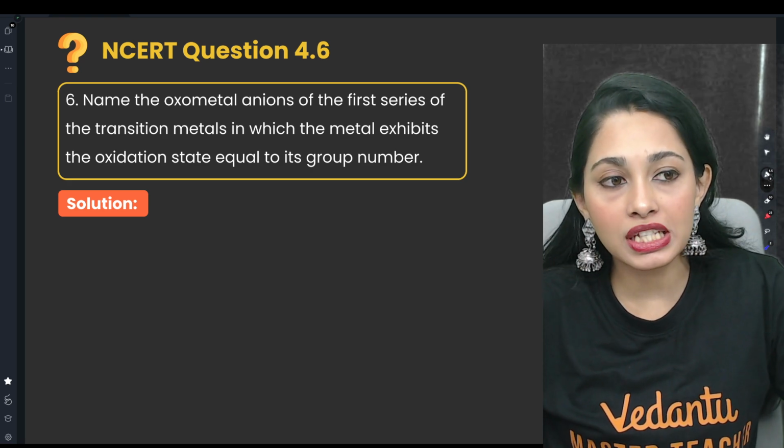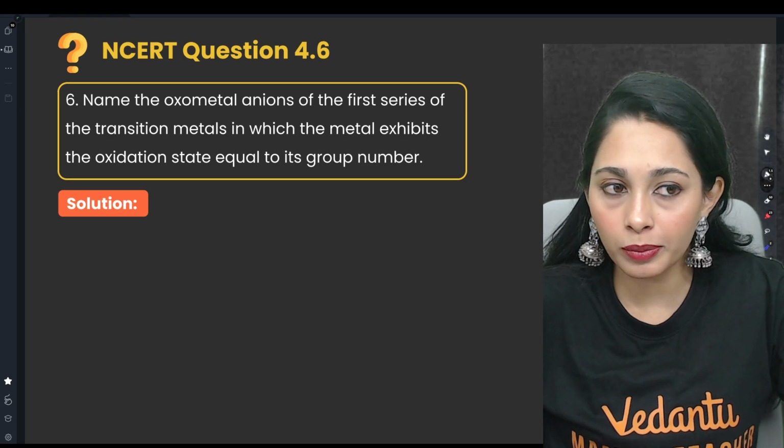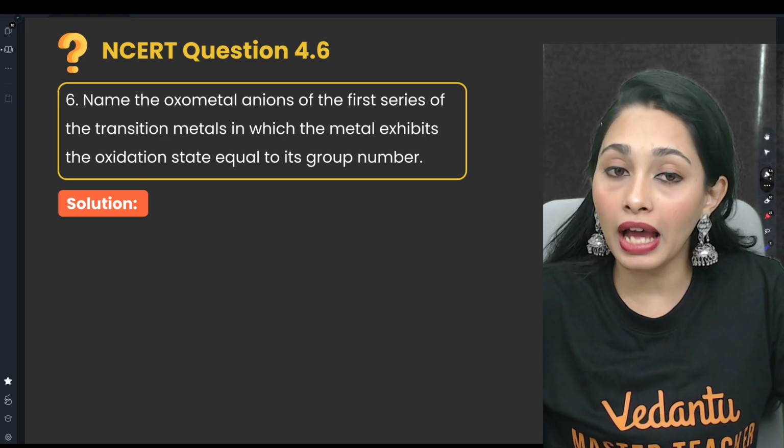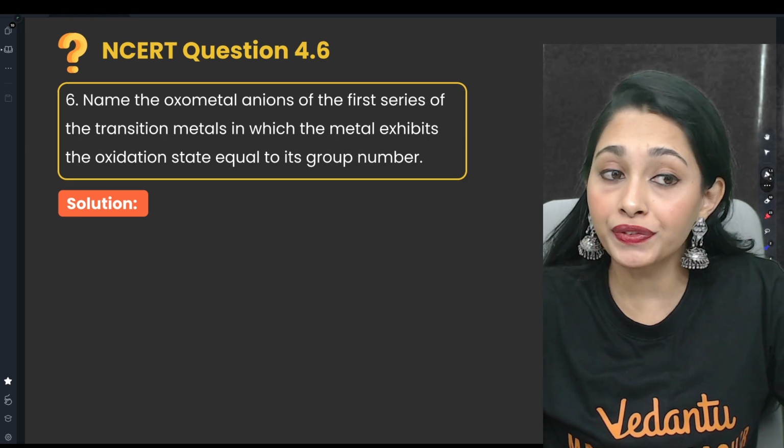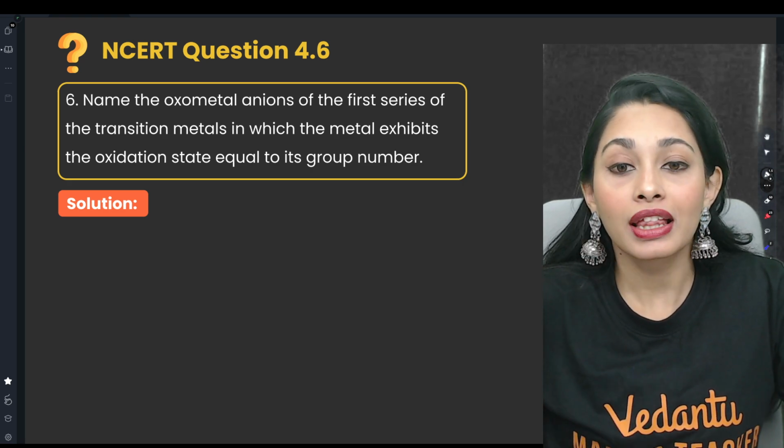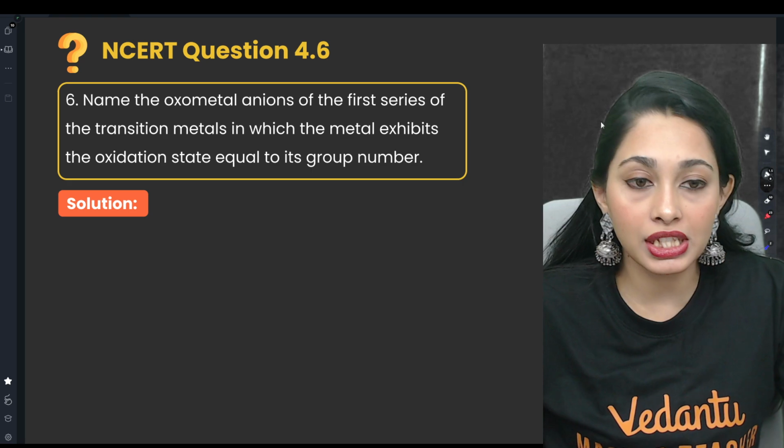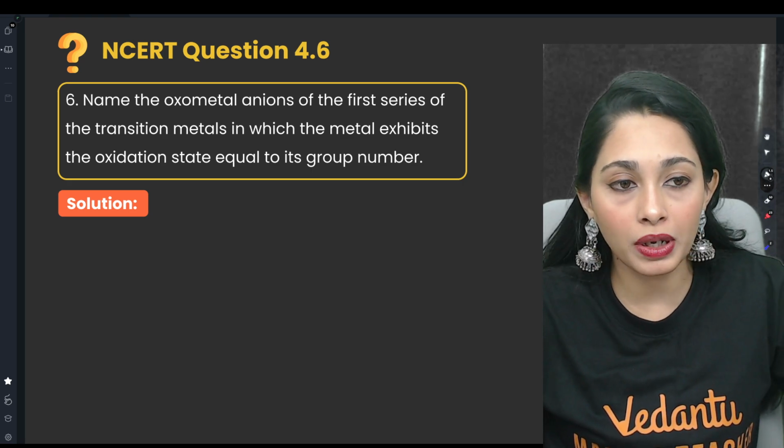We are going to discuss the sixth question from D and F block elements. Name the oxometal anions of the first series of the transition metals in which the metal exhibits the oxidation state equal to its group number.